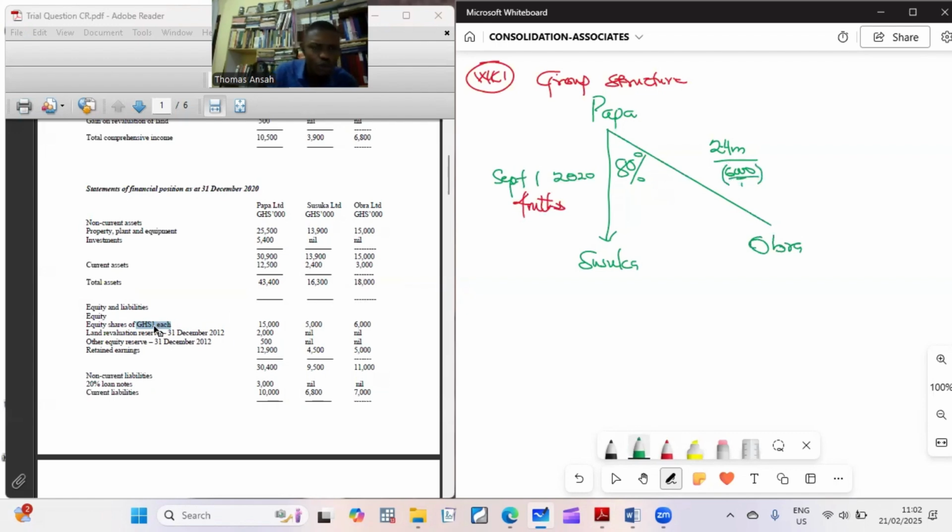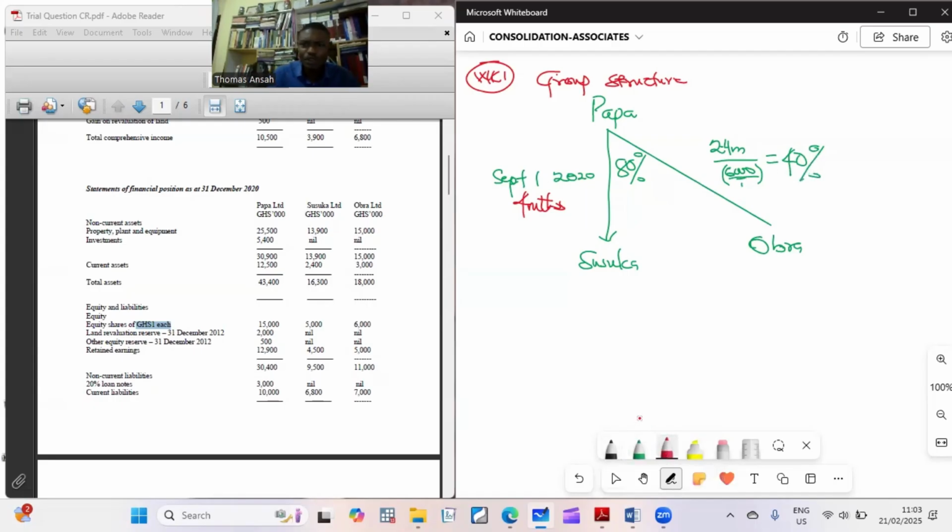So assuming this side was 0.2, you do 6,000 divided by 0.2. All right. Assuming it is 5, you do divided by 5. Take note of that. So what percentage would that give me? So I have 2.4 million over 6. That is 40%. And that makes it an associate because it is not more than 50%.